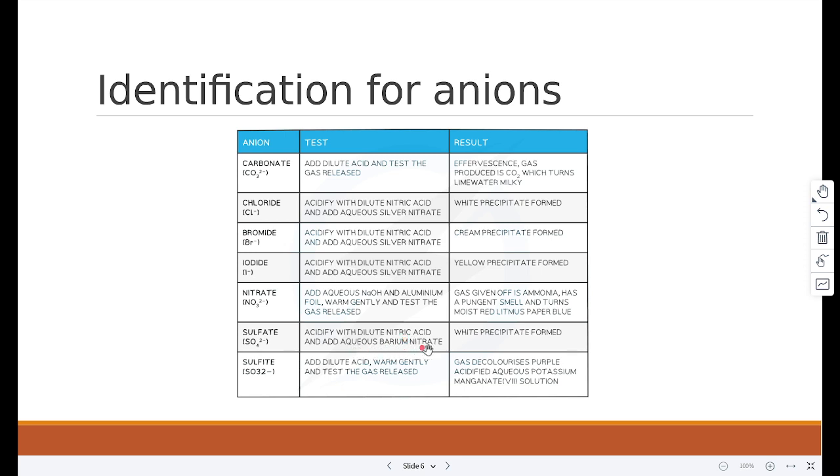For sulfate, we're going to acidify it with dilute nitric acid, and then we're going to add aqueous barium nitrate, which will give a white precipitate. And for sulfite, we are going to add dilute acid, warm it and test the gas that is going to be released.